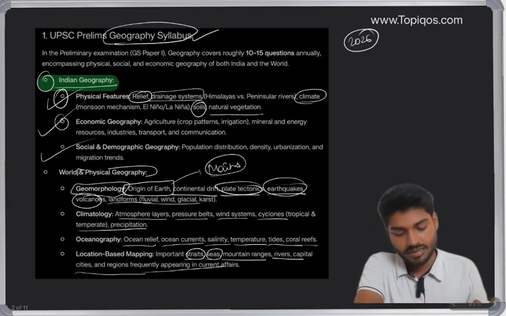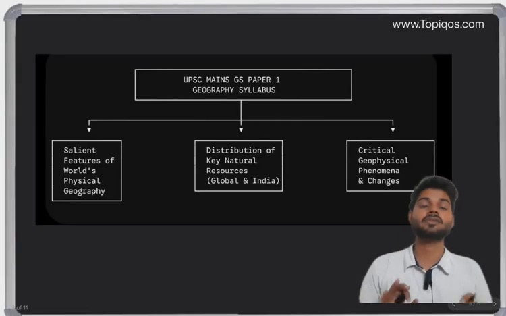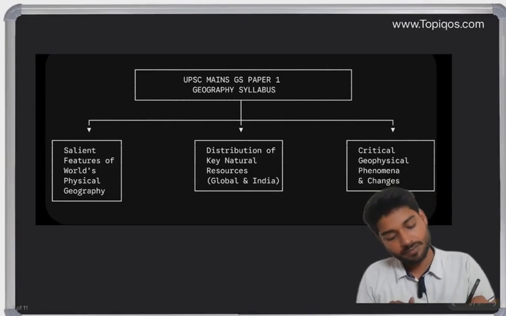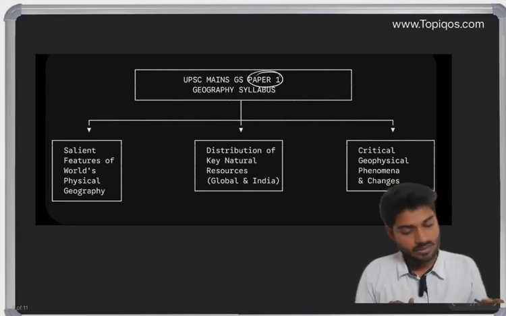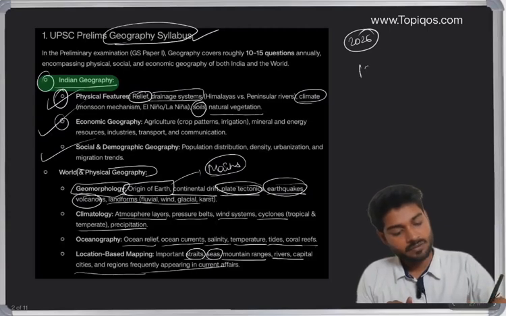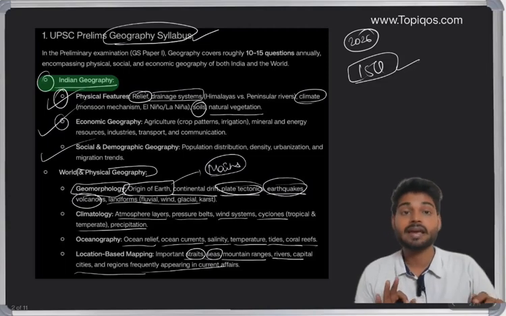We are going to study social and demographic geography. Now let's see the UPSC syllabus in the context of GS Paper 1. In the prelims, I'm again saying there would be 15 questions to be seen from geography.